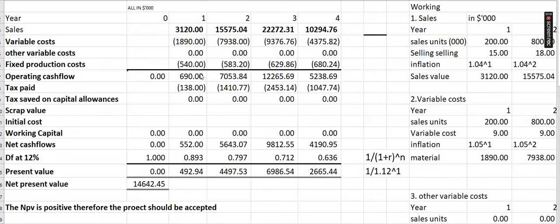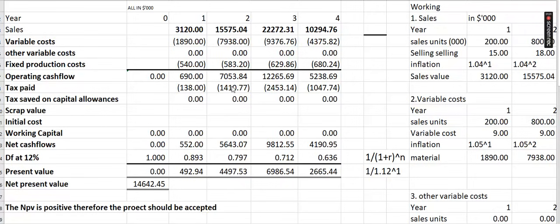One year in arrear, it means this tax which you have calculated in year 1, 138, you include it in year 2, then 1410 you include it in year 3, then 2453 will be in year 4, then 1047 will be in year 5. That's what they're going to do. So it means in year 1 there will be no tax paid. These figures, though you have calculated them as from year 1, 2, 3, 4, you start recording them in year 2.